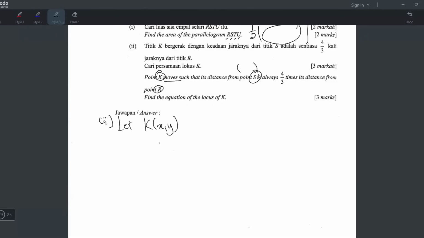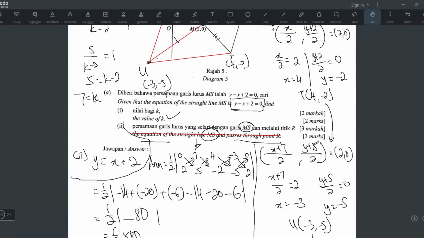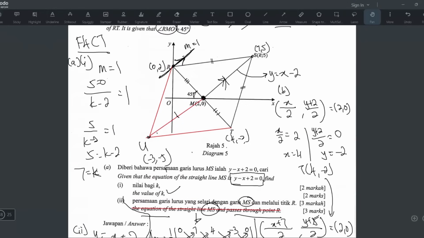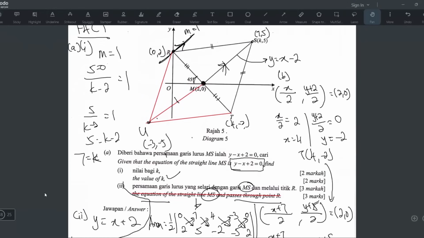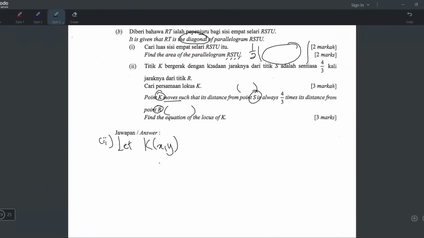Okay, I'm sure I will need the coordinates of point S and point R. So let's go look for it now. Point S is 7, 5, R is 0, 2. Okay, now there's a ratio. So the point K is moved, but the condition is what? The distance from S, so KS, is always 4 over 3 times its distance from R, so times KR, like that, okay?